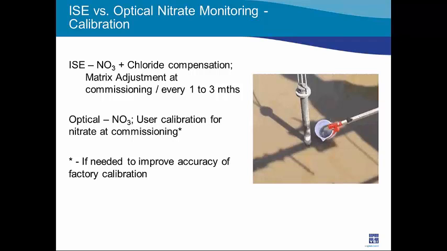For an optical probe, it's really only necessary to monitor or measure separately nitrate. Chloride does not occur at high enough concentrations in a municipal wastewater to cause an interference. However, a user calibration for nitrate can be done at commissioning. And I have that asterisk there. While there is a factory calibration, and it wouldn't be unusual for the probe to work right out of the box, a user calibration can be performed to improve the accuracy of that factory calibration.